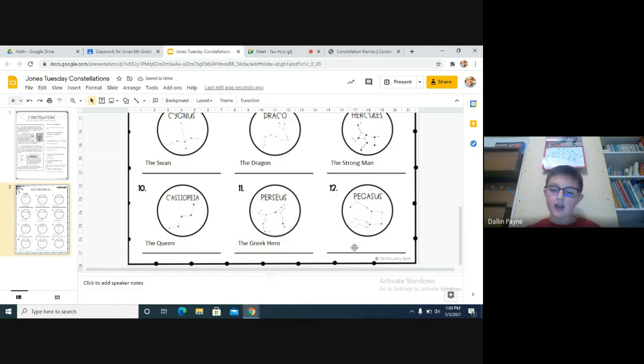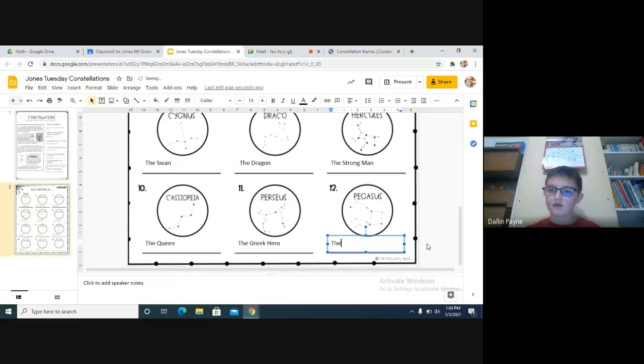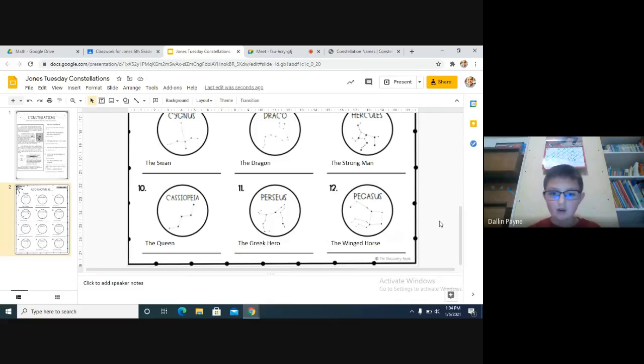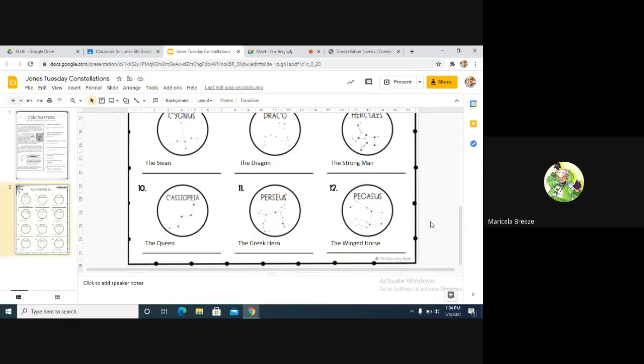On Pegasus, you don't really need to look at it. It's just a winged horse. Yeah, if you think about the Hercules movie, you have a Pegasus in there, and it's a winged horse. That's what that is. Perfect. Do you guys see a winged horse in that? I see a chair. Yeah, I don't really see it either. I see a broken box.